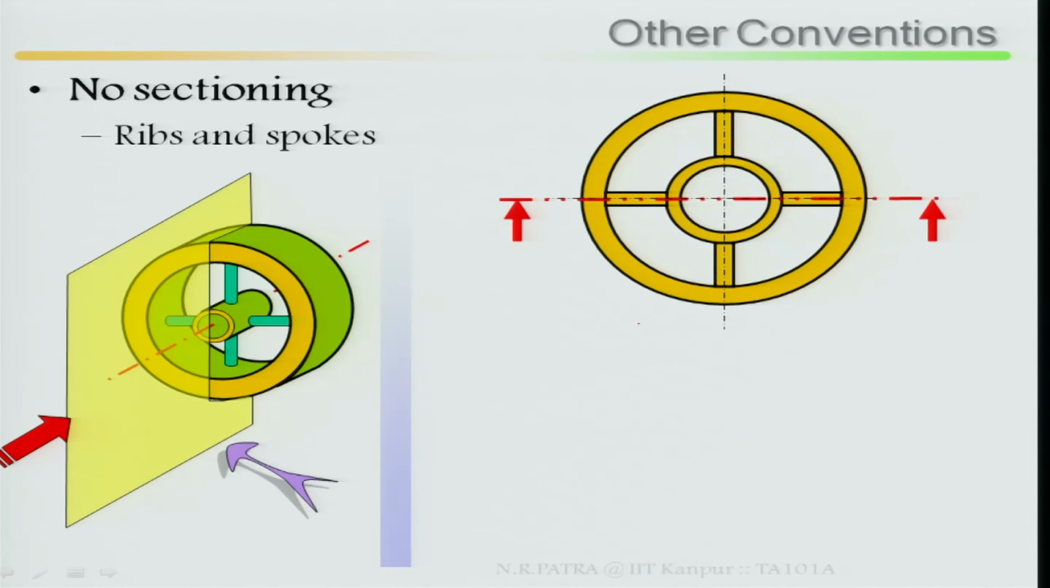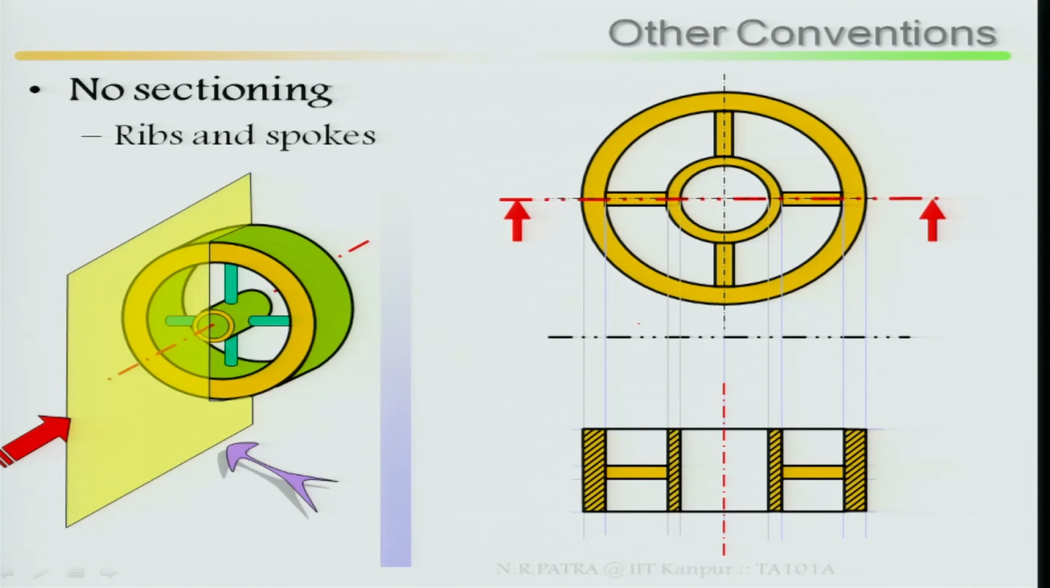Look at the inside feature of the ribs: no sectioning. No sectioning means no hatching. I am not doing any hatching here, because these are my rib parts, these are the materials connected by the rib, here, here, here, but this is the material. So, here it is no sectioning, that means no hatching.